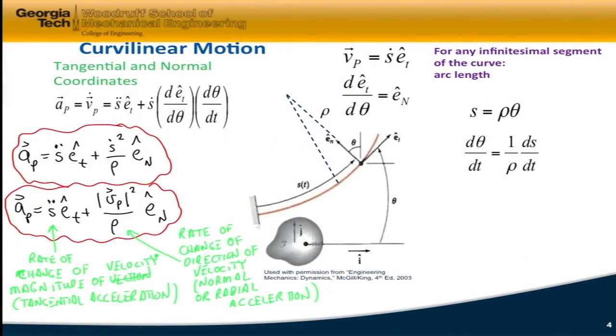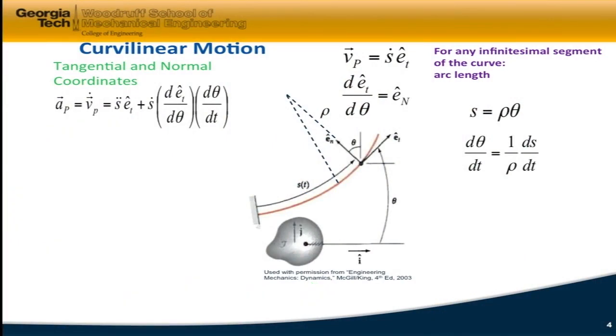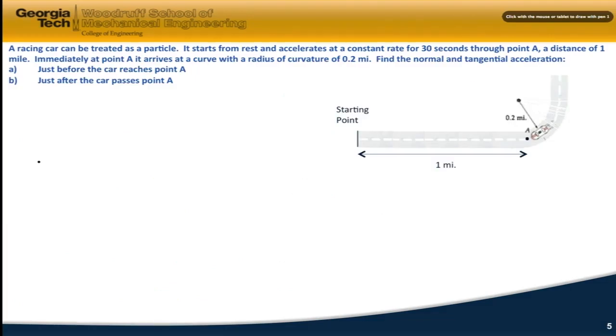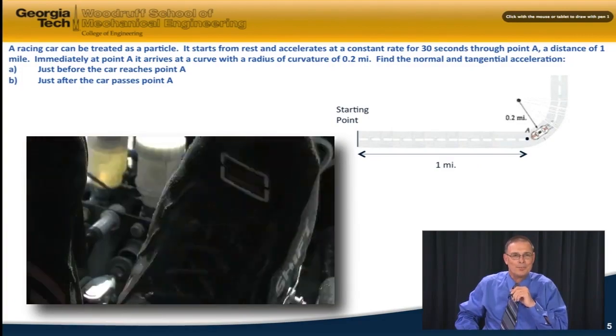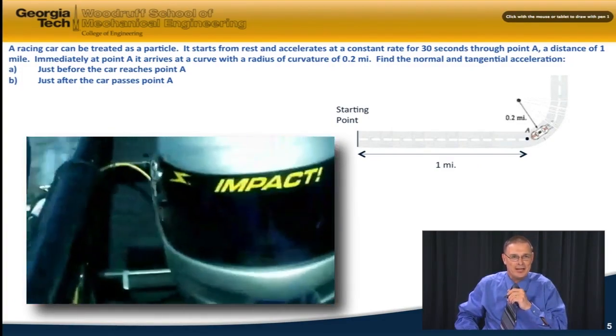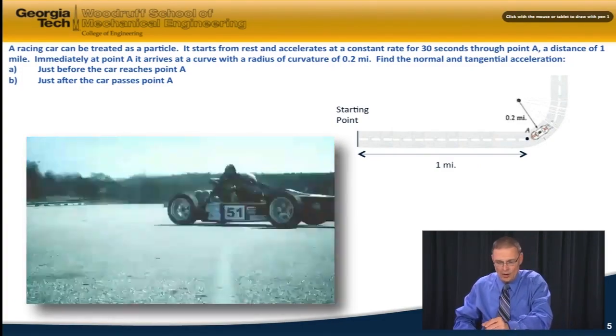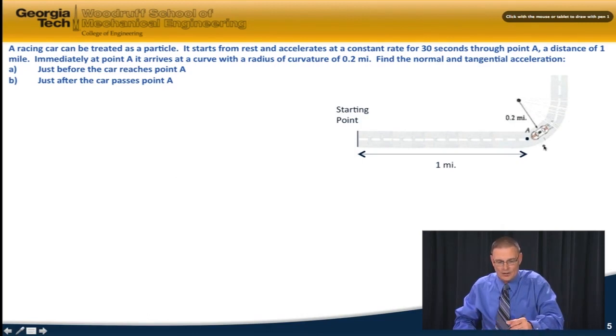All right, let's go ahead and use that theory for the kinematic relationships in normal and tangential components or coordinates to go ahead and solve a problem. So here's the problem. We have a racing car, and you saw some racing car clips in my intro video, which I'm showing again here. And we're going to treat this racing car as a particle, and it's going to start from rest.